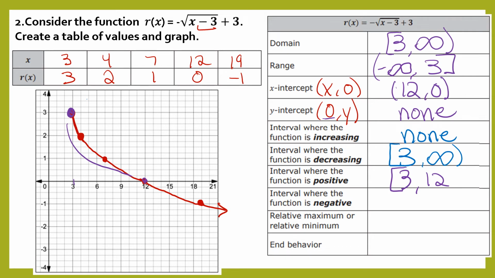What's your y value at 12? 0. So we want to think, is 0 positive or negative? It's neither. So we're going to put a parentheses around it.